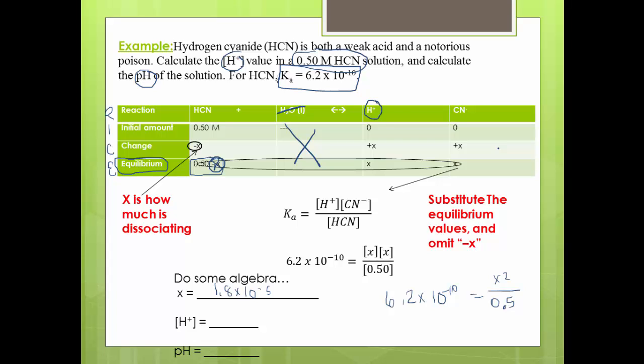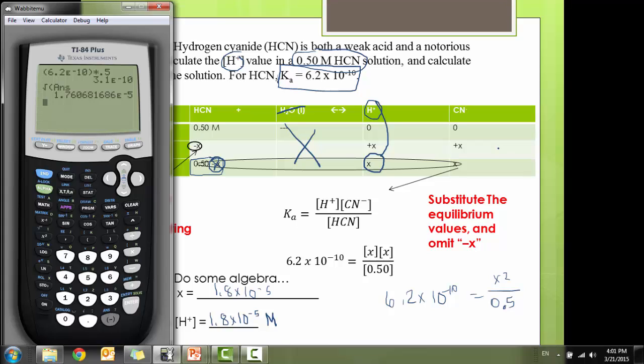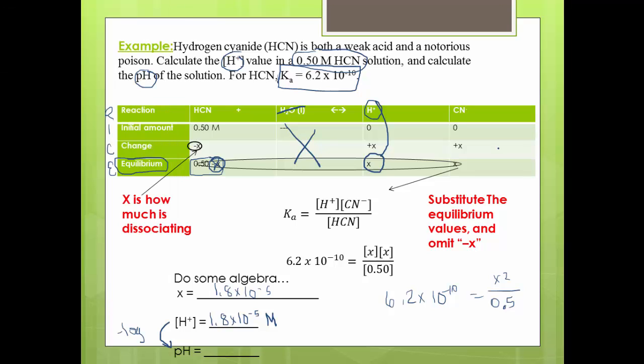If you think about it, the hydrogen ion concentration is x. So it's 1.8 times 10 to the negative fifth molar. And then finally, to go from hydrogen ion concentration to pH, remember that we negative log that value. Negative log of hydrogen equals pH. So we're going to go back to our calculator. And negative log, you can just use the answer function here in the calculator, 4.75. And that's a pretty reasonable pH for a weak acid, 4.75.